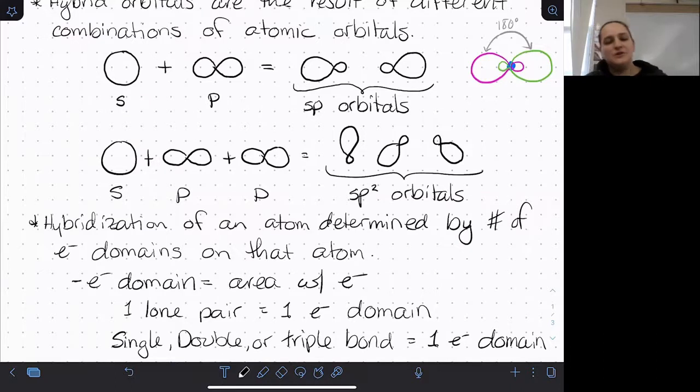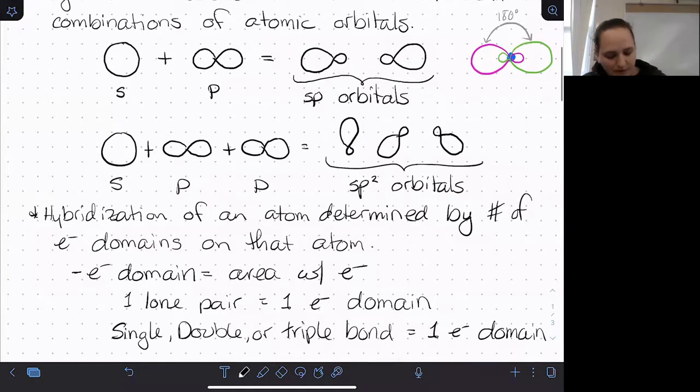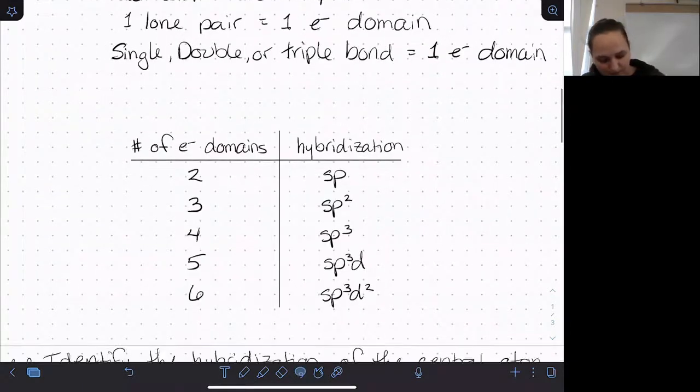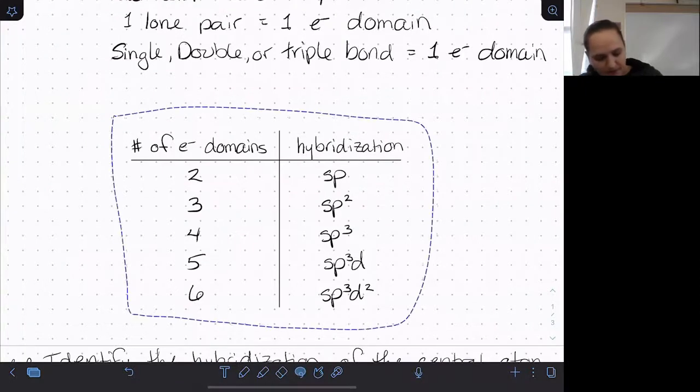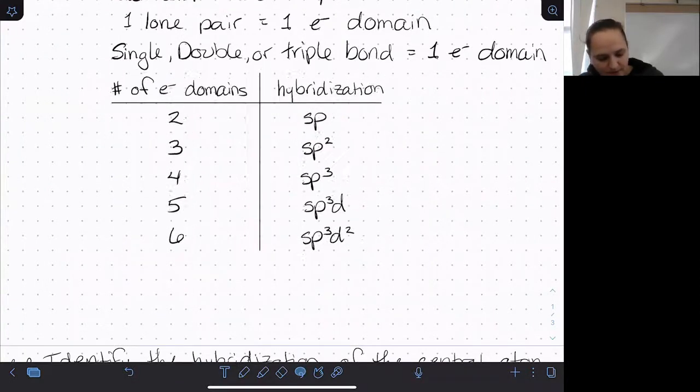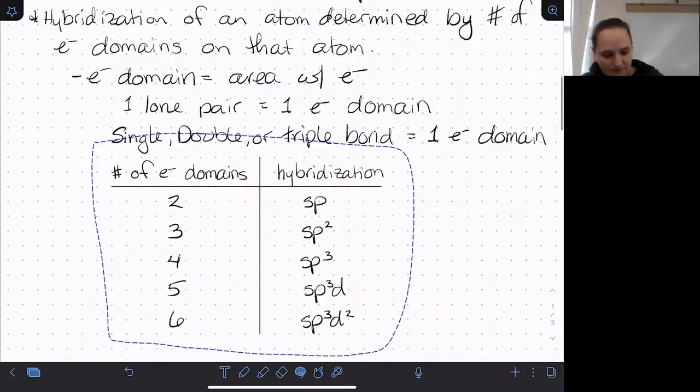So when we're counting how many electron domains are around a central atom, it's usually the central atom that we care about, the hybridization. You're essentially counting how many lone pairs are on the central atom and how many peripheral atoms it is connected to, is usually how I like to think about it. So depending on the number of electron domains, we have different names for the hybridization.